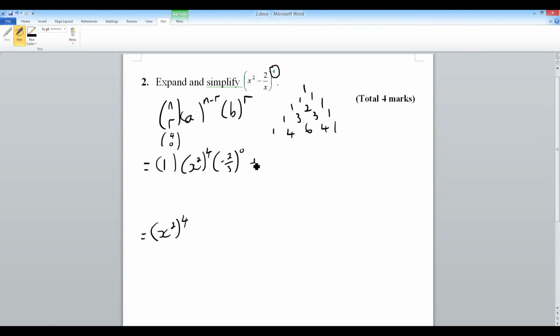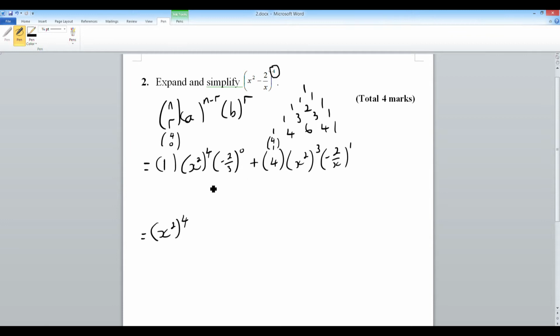Then for my second term, so I'm going to have 5 terms, I will just expand it. So I can see here from Pascal's triangle, I'm going to use my second coefficient here. Or alternatively, if I wanted to use combinations, it will be 4 and 1. So then I say x squared to the power of n minus 1. 4 minus 1 is 3. And then I'm going to say negative 2 over x to the power of r. r in this case is 1.